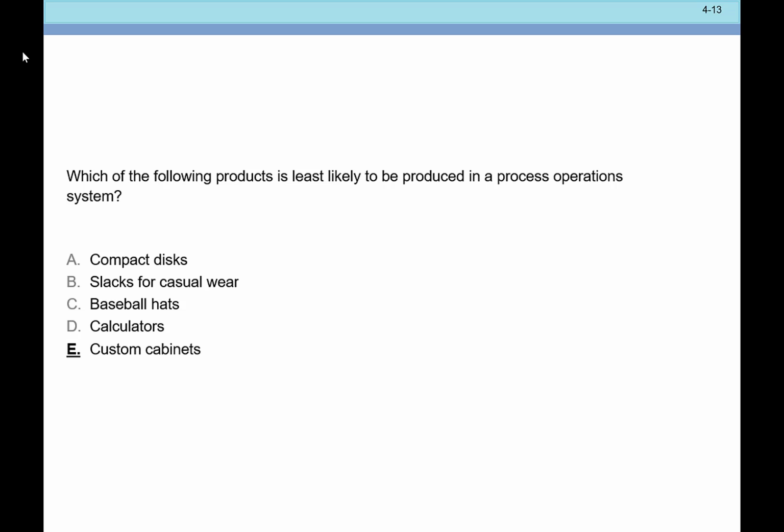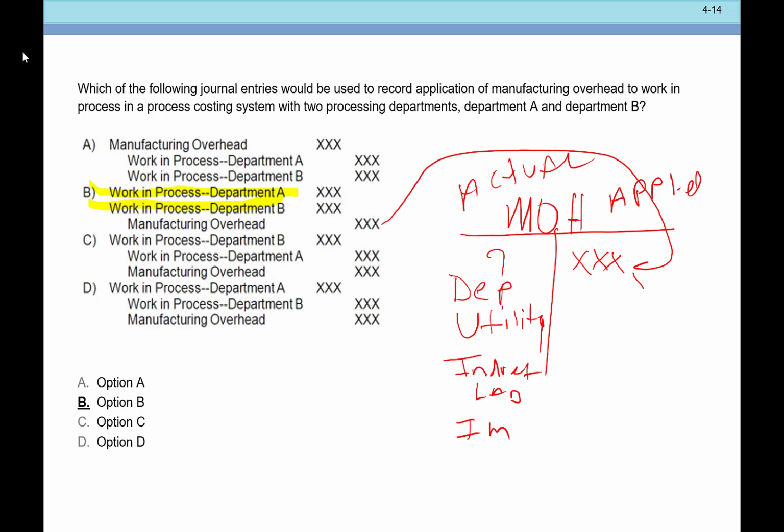Custom cabinets. The most important thing here is the word custom. That means that you made it special, doesn't it? So if you have something like a custom cabinet, or a custom boat that's being made, that's going to be job order, not process. Okay, all right, let's look at this.